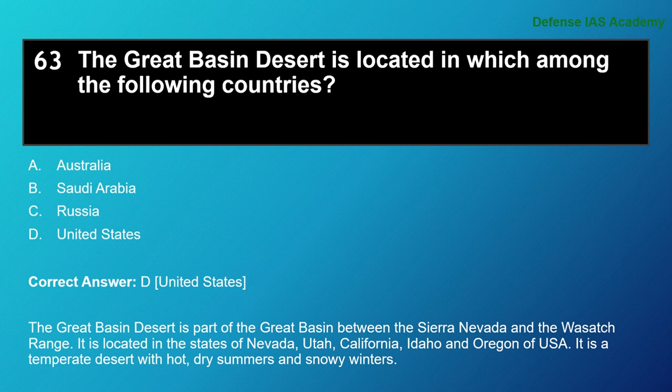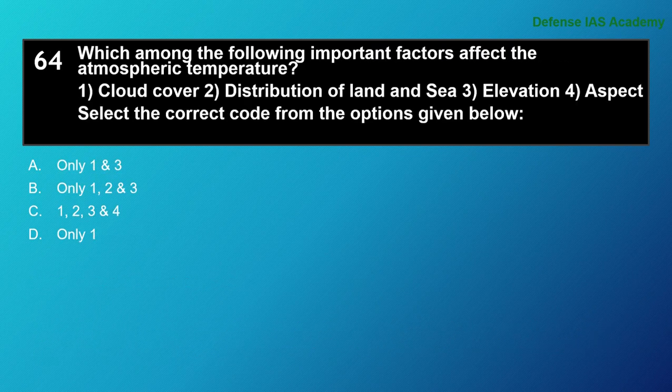The Great Basin Desert is part of the Great Basin between the Sierra Nevada and the Wasatch Range. It is located in the states of Nevada, Utah, California, Idaho and Oregon of the USA. It is a temperate desert with hot, dry summers and snowy winters.